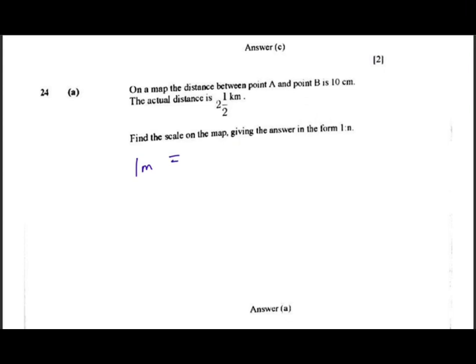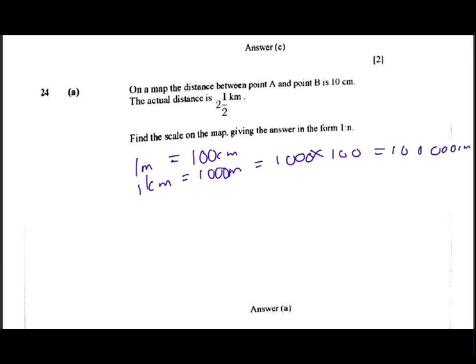So we know that 1 meter is equal to 100 centimeters. So 1 kilometer, which is equal to 1,000 meters, is equal to 1,000 times 100. Why? Because there are 100 centimeters in a meter and there are 1,000 meters in a kilometer. So 1 kilometer is equal to 1,000 times 100, which is equal to 100,000 centimeters.